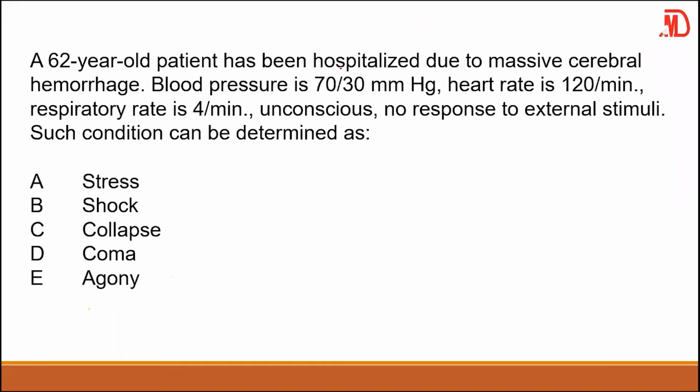A 62-year-old patient has been hospitalized due to massive cerebral hemorrhage. Blood pressure is even low. So shock is developing, isn't it? Heart rate is 120. Respiratory rate is 4. That is serious. Who can tell me the normal respiratory rate? What range? Oh, we've discussed it. Yes, 16 to 20. Thank you. Good. So it is not one value. It's 16 to 20.